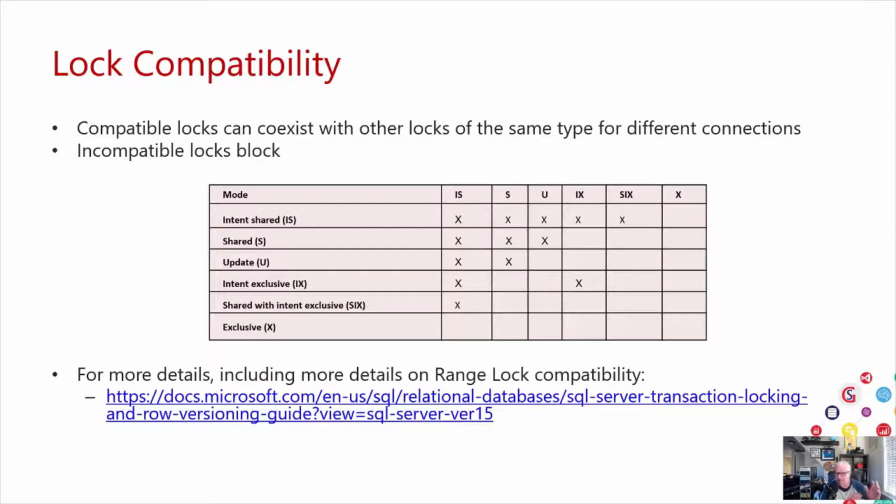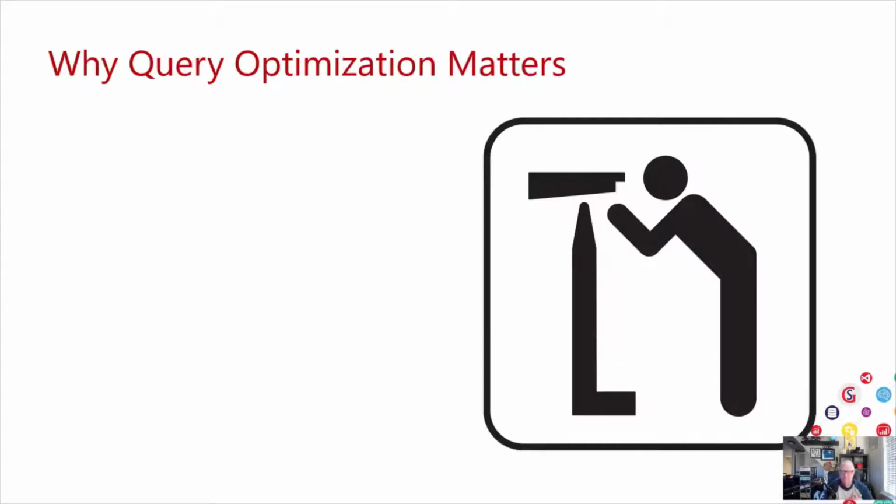Lock compatibility, I've already mentioned this a little bit. You can look at this slide and see there are certain types of things that aren't compatible with one another. The thing about it is why query optimization matters to concurrency. You think, okay, everybody's running slow, they're using more resources. Well, that's one problem. But if you are touching lots of rows, then you're locking lots of rows.